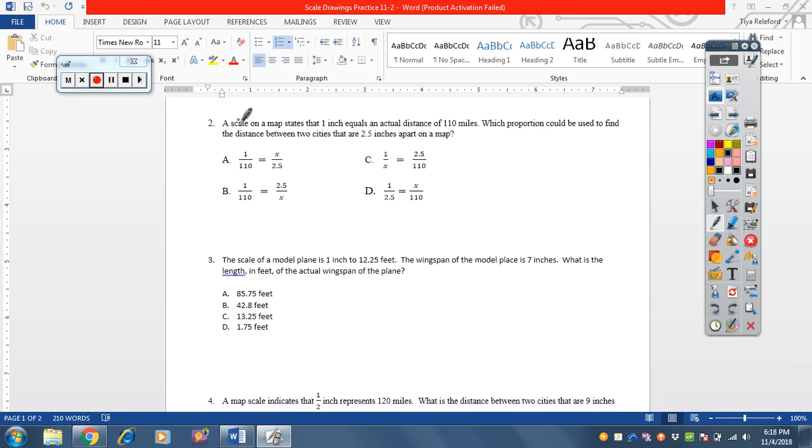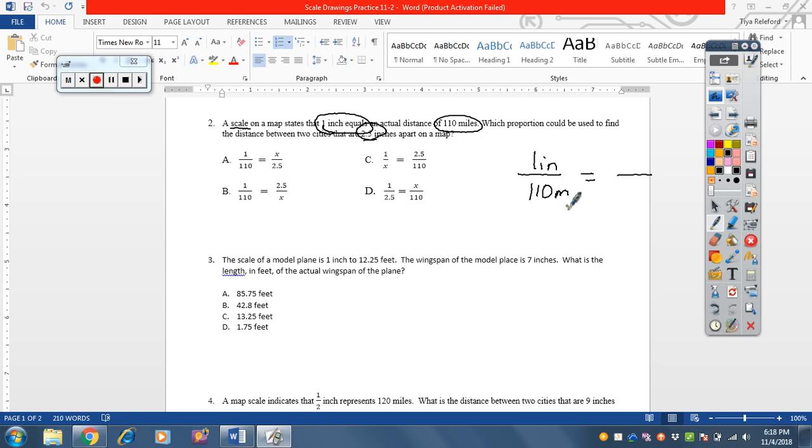Number 2, your keyword is scale. And remember, if it's a scale, it'll either give you a scale factor or it will give you a ratio. This time they give you a ratio. It says 1 inch equals 110 miles. So half of your proportion needs to be 1 inch and 110 miles. The other half, you're going to have 2.5 inches.